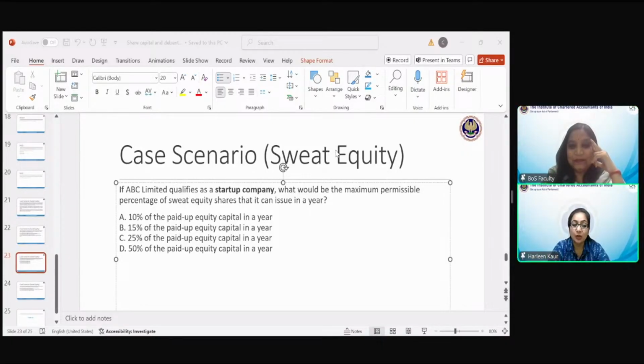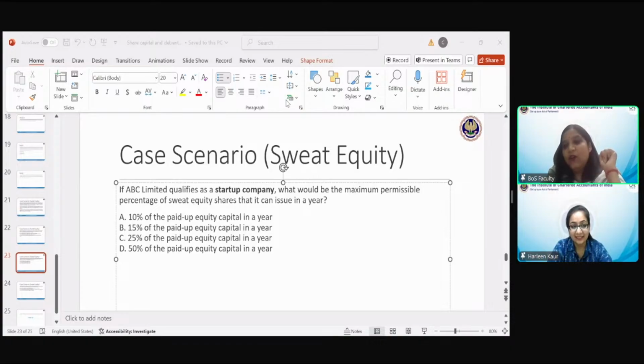So ma'am is asking you, those who have said option A, what is the reason for that? Okay, so one student has written that if startup, then 50% of equity share plus preference shares. Okay. So the correct option is option D.